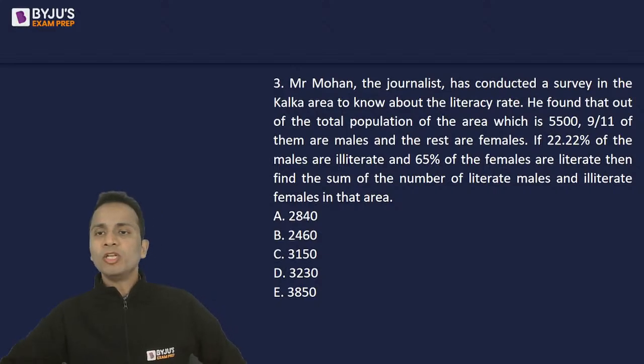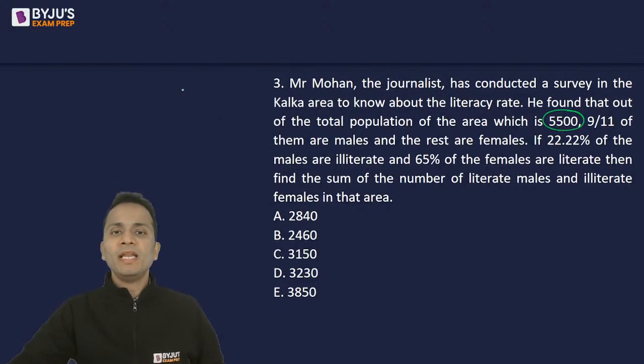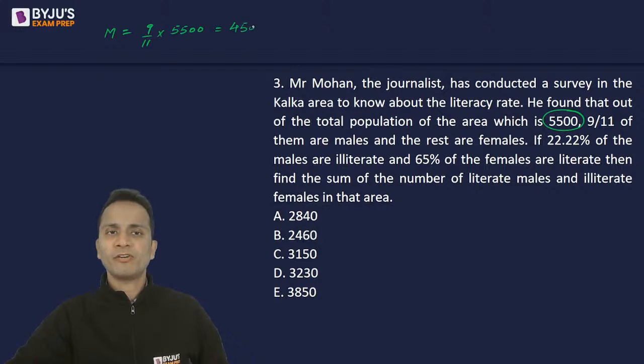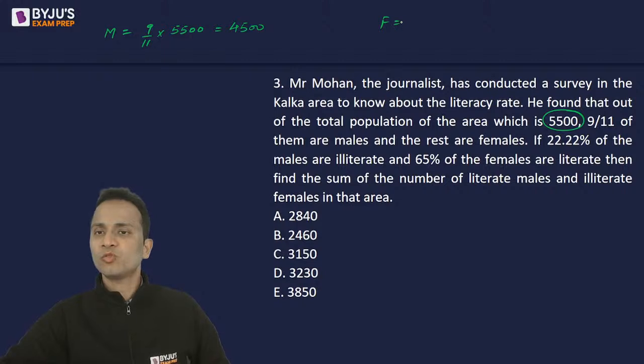So what is the total population of the area? The total population of the area is 5,500, out of which 9 by 11 are males. So the number of males will be equal to 9 by 11 multiplied by 5,500. This will come out to be 500 into 9, that is 4,500. Now the rest are females. So the number of females will be 5,500 minus 4,500, that is 1,000.